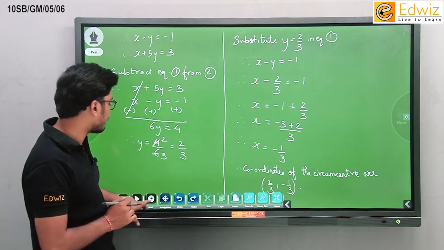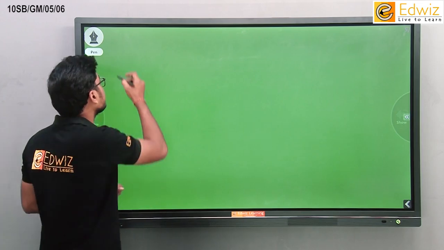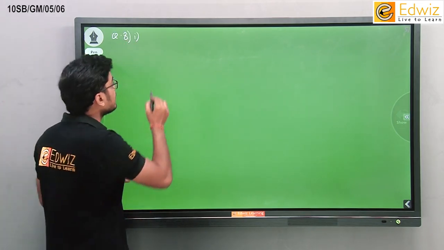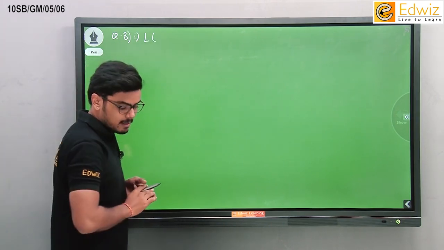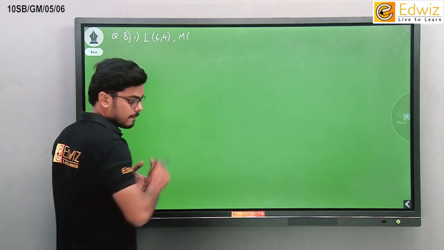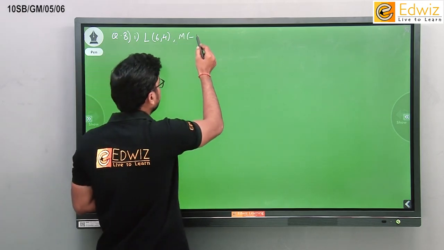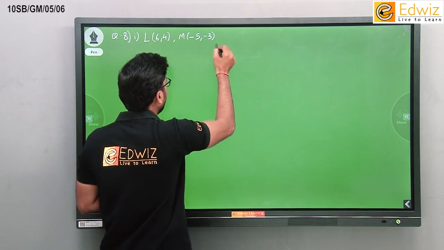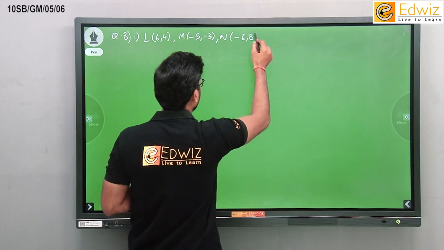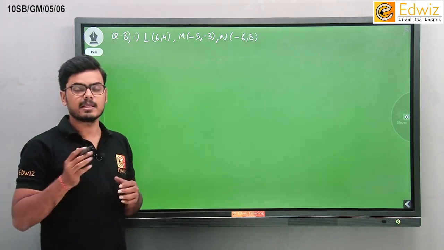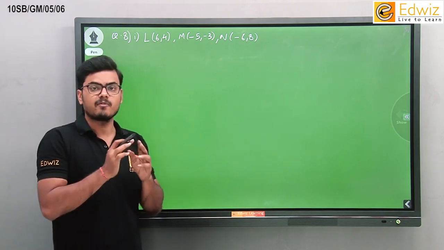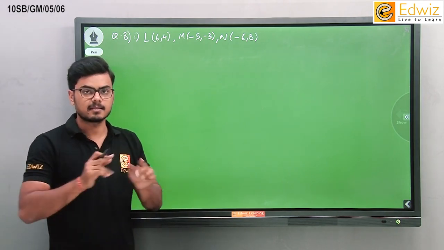So before starting with the question, I'll explain the question once again. For example, question 8, first one, there are 3 points given to you. L (6, 4), M (-5, -3) and N (-6, 8). Okay, तीनों सब क्वेश्चंस में 3 points are given to you. क्वेश्चन में क्या पूछा है कि can these 3 points form a triangle? ट्रायंगल बन सकता है कि नहीं?